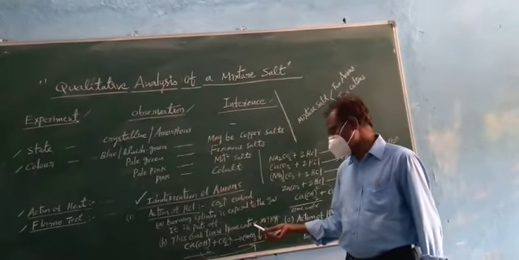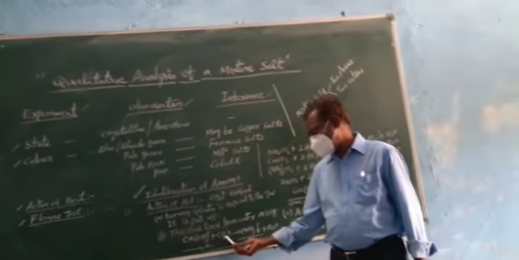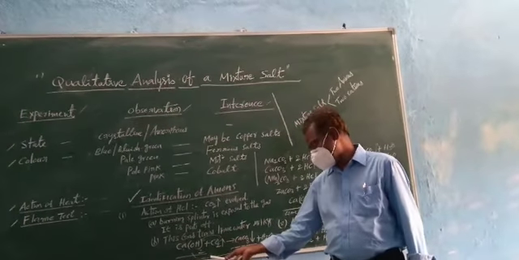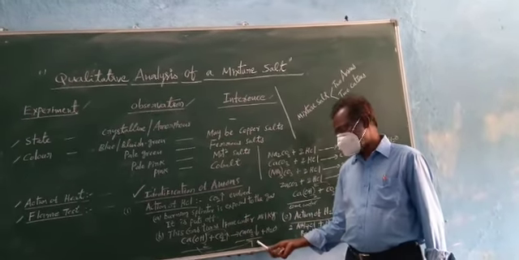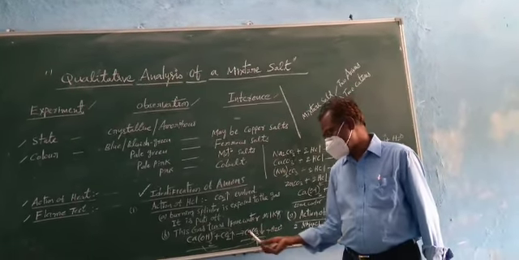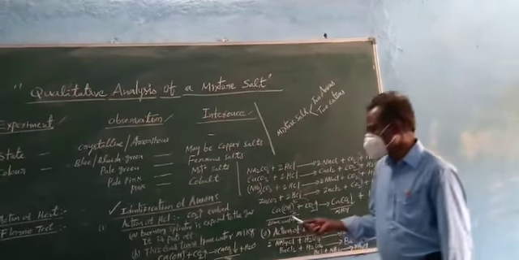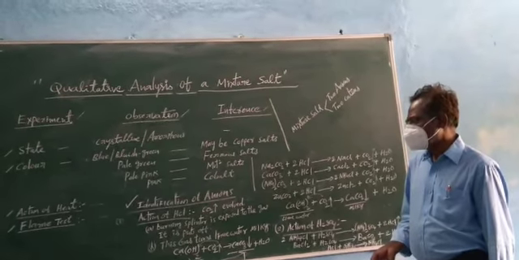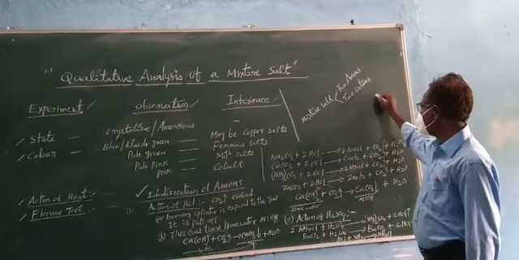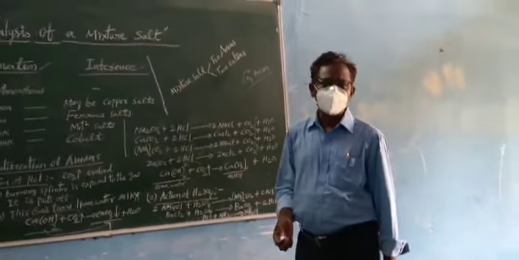Then this gas turns lime water milky. Lime water means calcium hydroxide. We pass the carbon dioxide gas over the calcium hydroxide, or lime water. Immediately calcium carbonate, a white precipitate, is formed. It is milky in color. So lime water turns milky in the presence of carbon dioxide. So these are some of the reactions regarding identification of carbonate. Carbonate means the CO3 2- anion. So this is the identification of the carbonate anion.